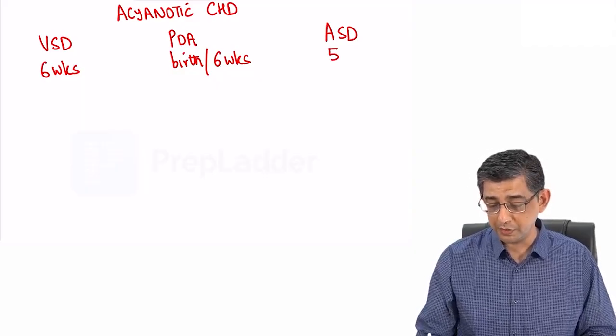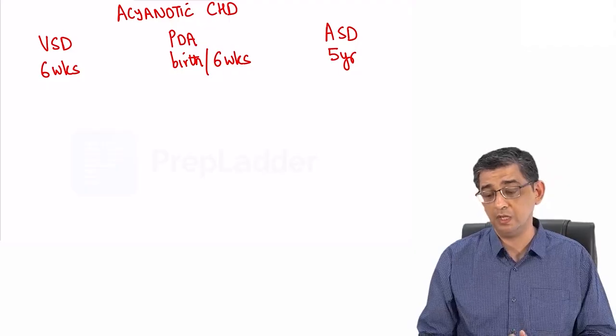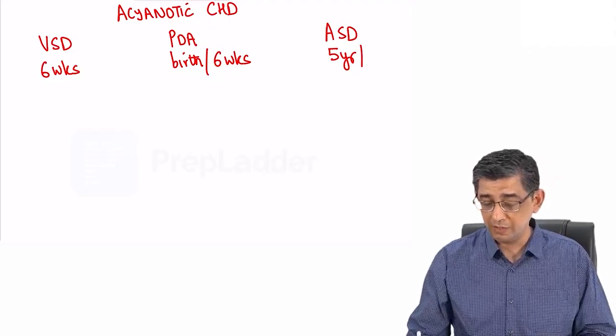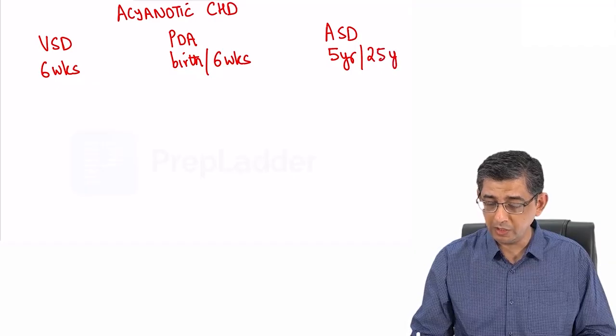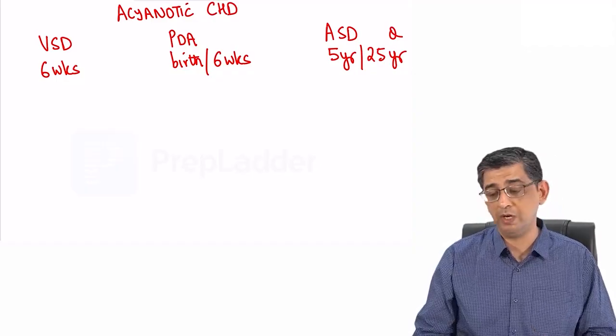ASD is a low pressure shunt. The pressure difference is only as little as 4 millimeters of mercury. So ASD can present at 5 years of age. In fact, sometimes it might become symptomatic even in the adult age group. This is itself a question. Which congenital heart disease becomes symptomatic in the adult age group?